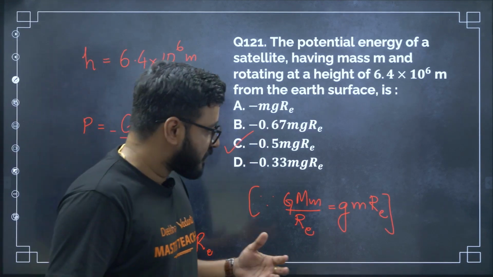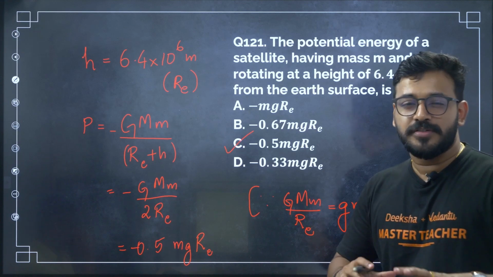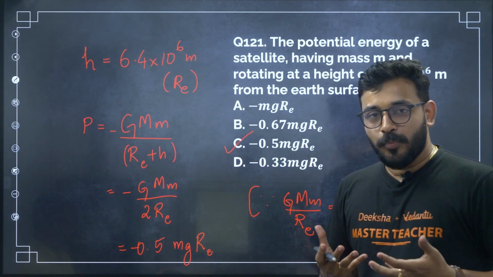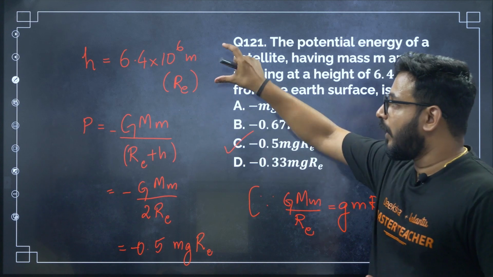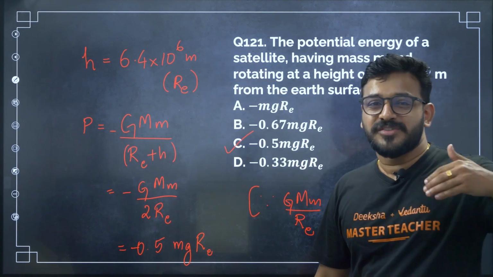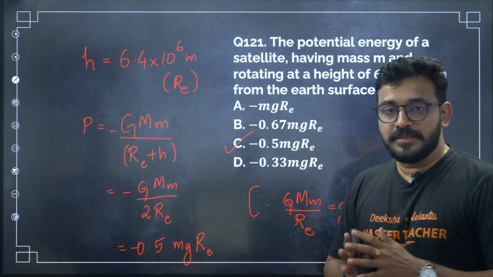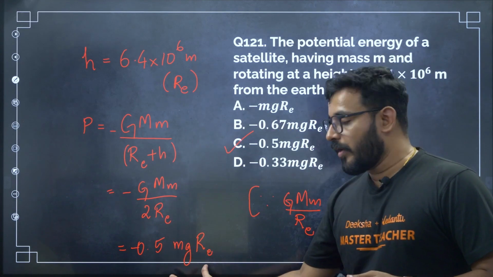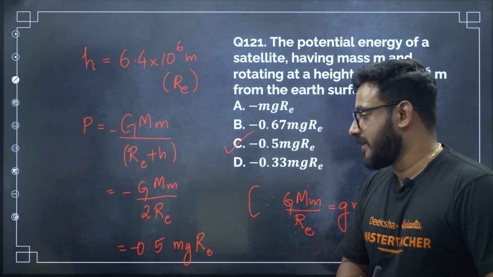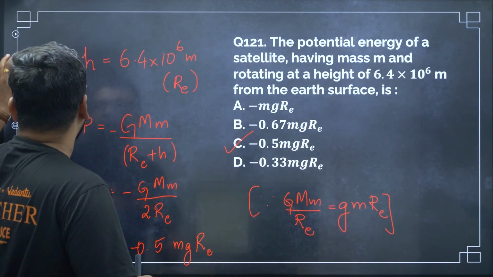This question can be categorized as not so easy, not so difficult, somewhere in the middle. I would put it towards the easier side because it's just the formula. If you know the formula and identify H as 6.4 into 10 to the power 6, I might put it a little towards the medium part. If you remember this value, it will be easier. So C is the correct answer. Let us look at the next question.